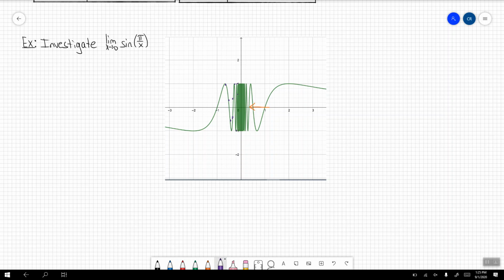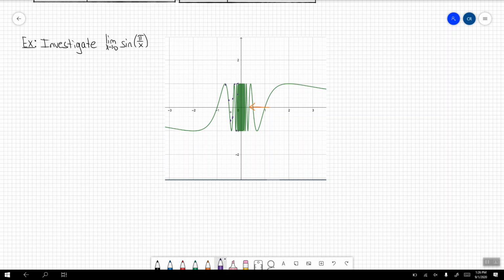Notice, do the y values, or do the outputs, ever just converge on one specific y value? Yeah, in this case, it doesn't look like they converge to one specific y value. In this particular case, it looks like they sort of alternate between the values of 1 and negative 1.